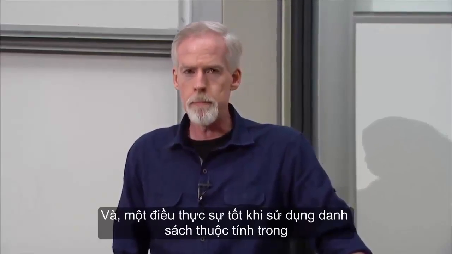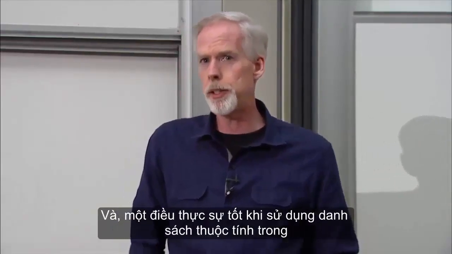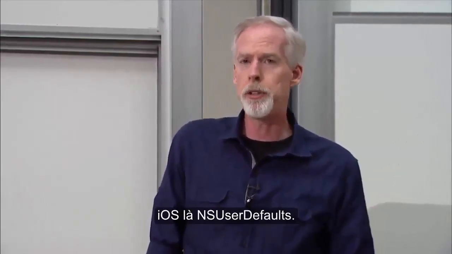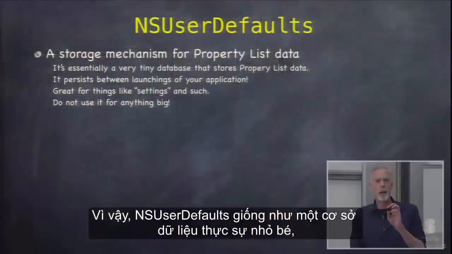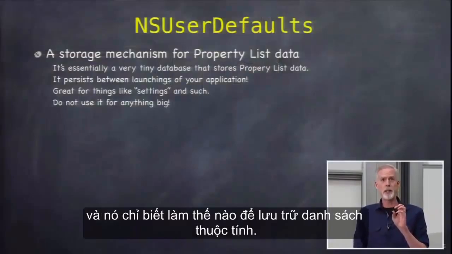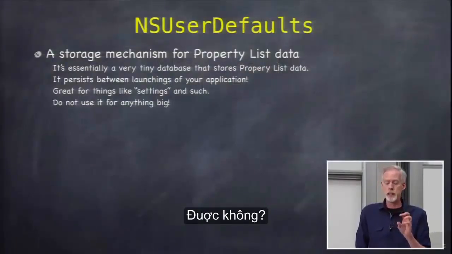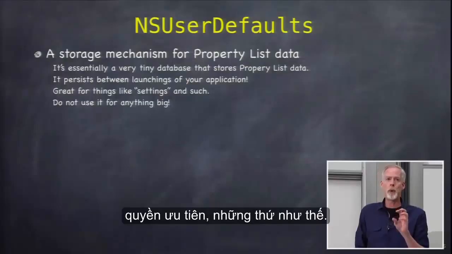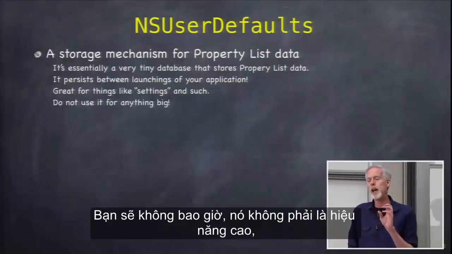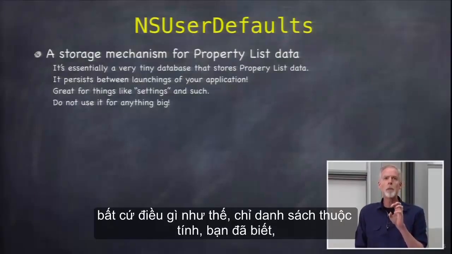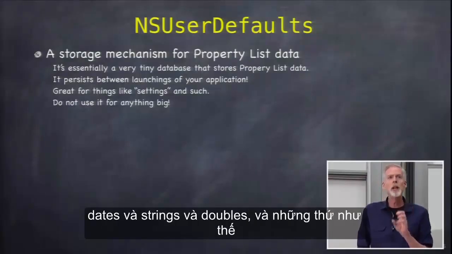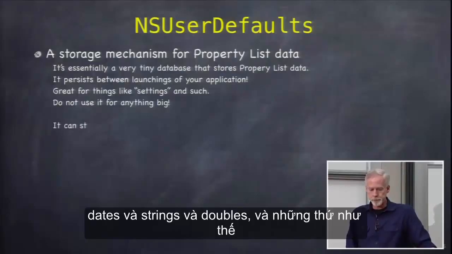And a really good use of property list in iOS is NSUserDefaults. NSUserDefaults is like a really tiny little database, and it only knows how to store property lists. Okay? And it's really for things like settings and preferences. It's not high performance. You would never use it for big things like images or anything like that. Just property lists, you know, dates and strings and doubles and things like that.